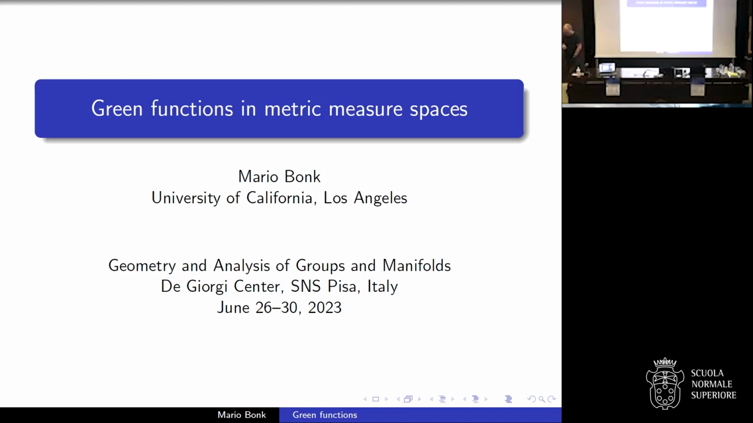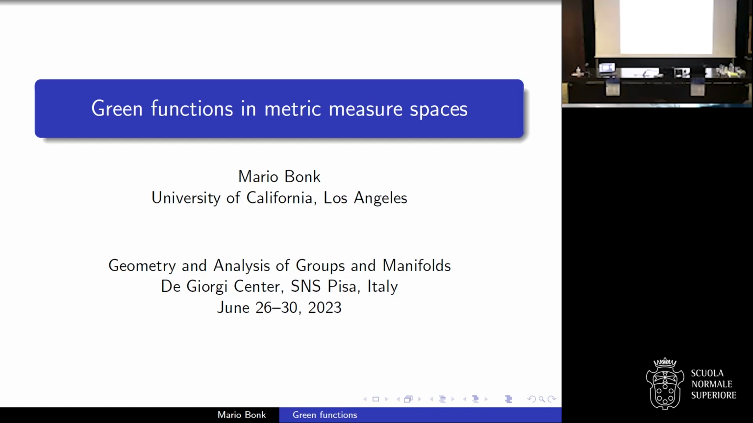So I want to talk about Green functions on metric spaces, or rather metric measure spaces. And as you will see, this has a more analytic theme. I will try to give you some kind of an impressionistic view of the topic, because there's no way that I can discuss all the details. I hope it will not degenerate into some kind of Jackson Pollock type canvas, but let's see how it goes.